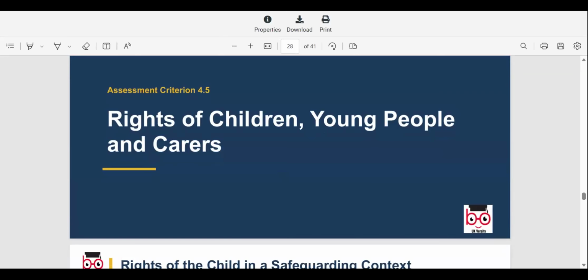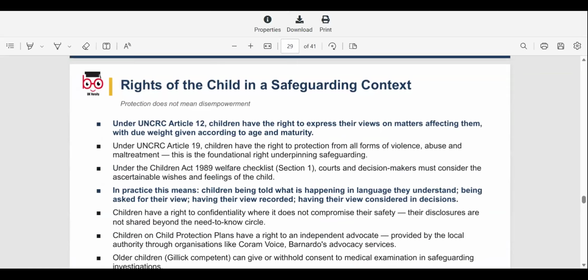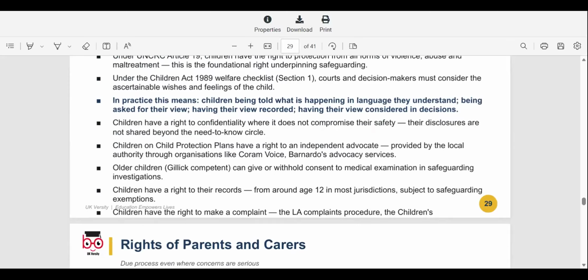Assessment 4.5, the rights of children in safeguarding and carers. So in a safeguarding context, protecting a child means keeping them safe from any sort of harm, and respecting their rights as well. Under Article 12, children have the right to express their views. Under Article 19 of the UNCRC, children have the right to protection from all sorts of violence. So it's really important that you are identifying these rights for them.